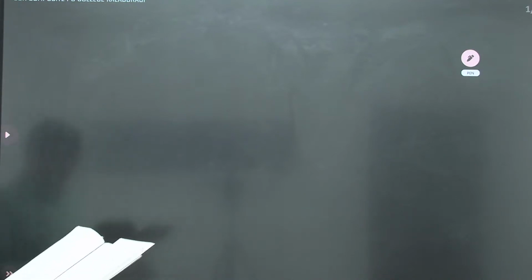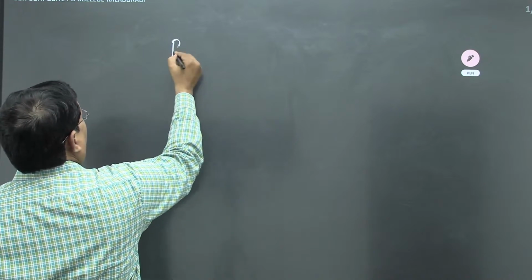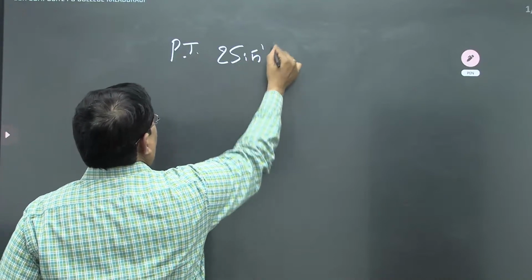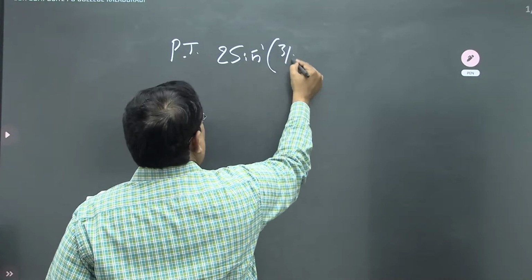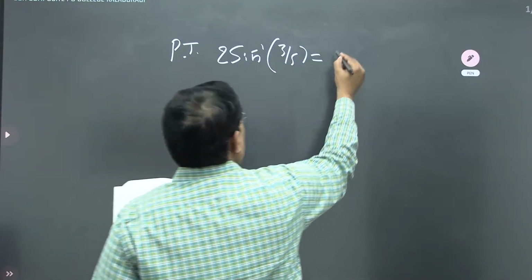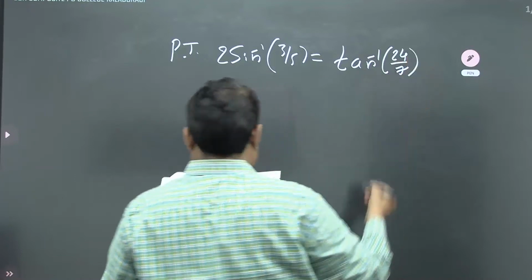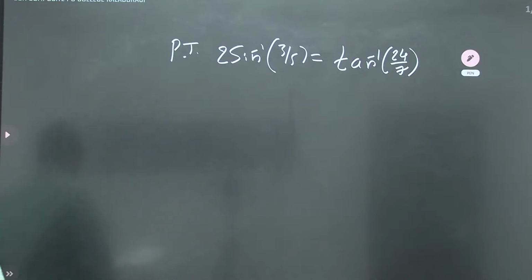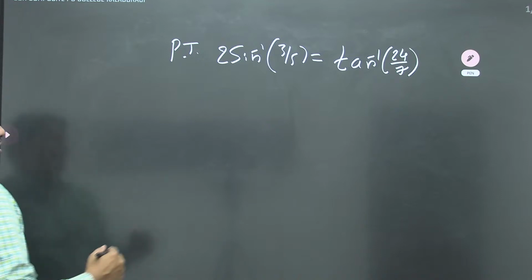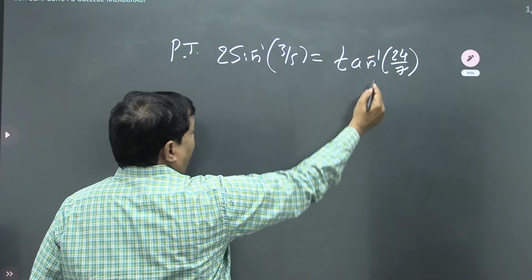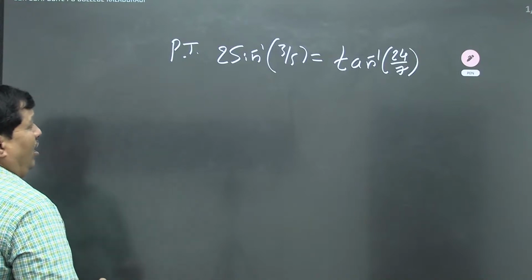Next is prove that 2 sine inverse of 3 by 5 equals tan inverse of 24 by 7. Again, see here: 2 sine inverse of 3 by 5 equals, you have to prove, tan inverse of 24 by 7. How to prove it?